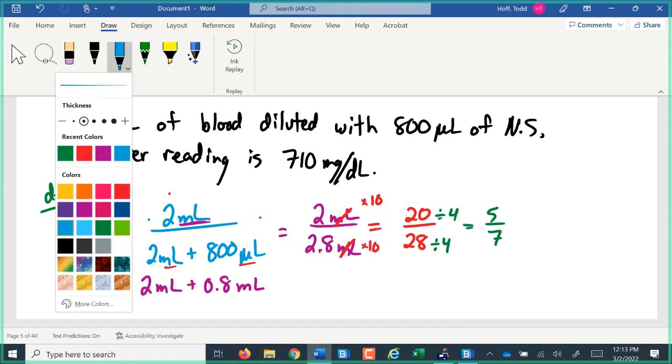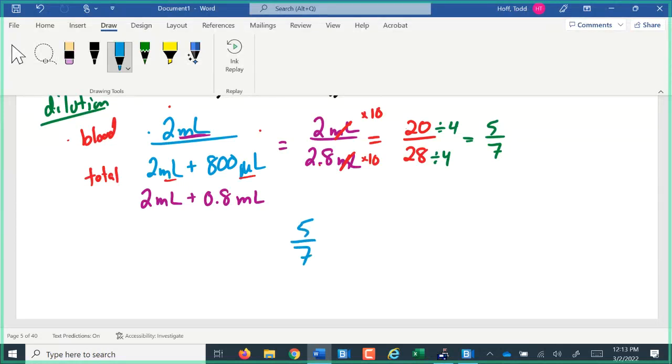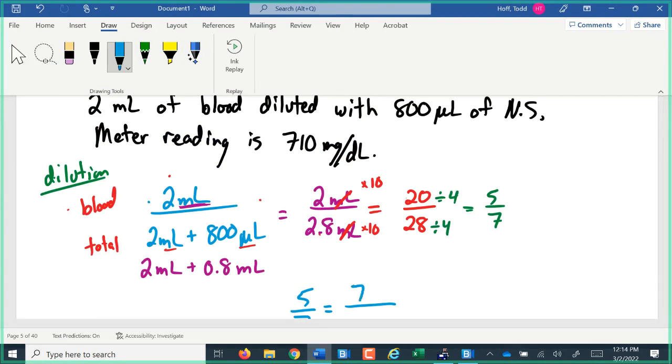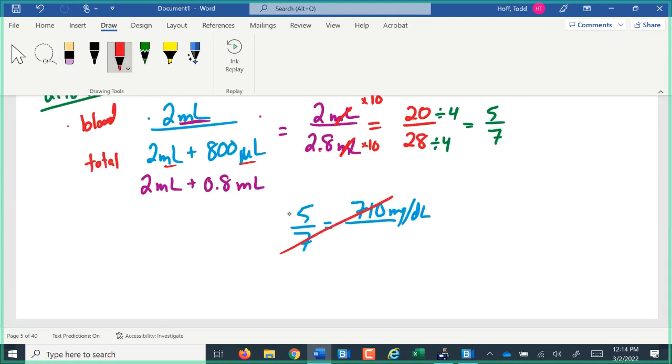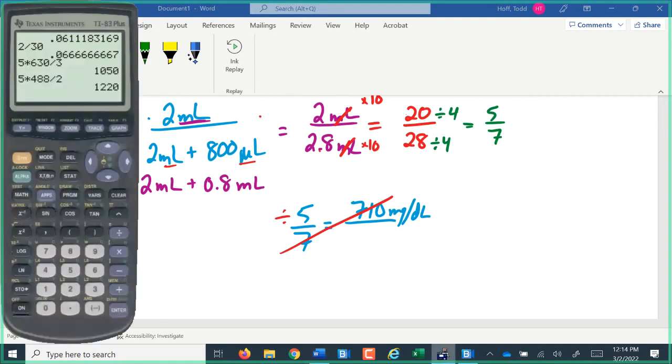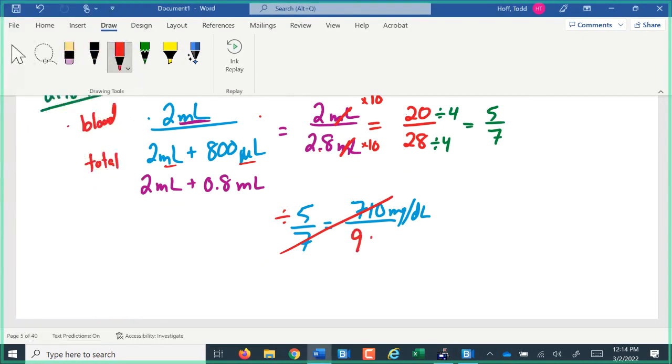So then next we go down here, we have our 5 and 7 dilution. The meter reading matches up with the smaller number, which is the 5. So this will be 710 here, milligrams per deciliter. And we cross multiply and divide. 7 times 710 divided by 5. This is going to be in the 980s or 990s. 710 times 7 divided by 5 is 994 milligrams per deciliter, which is our true reading.